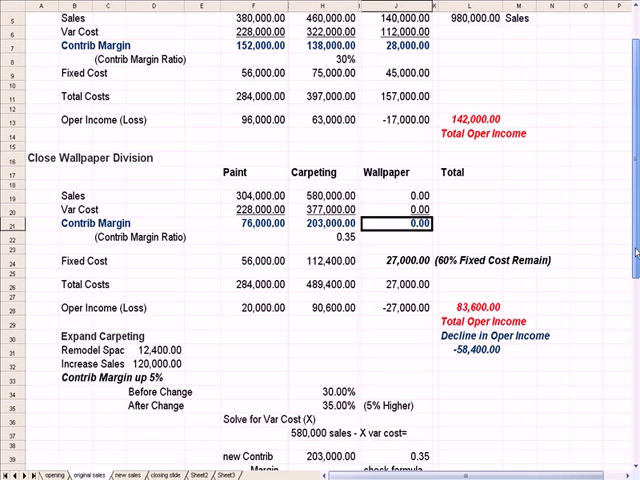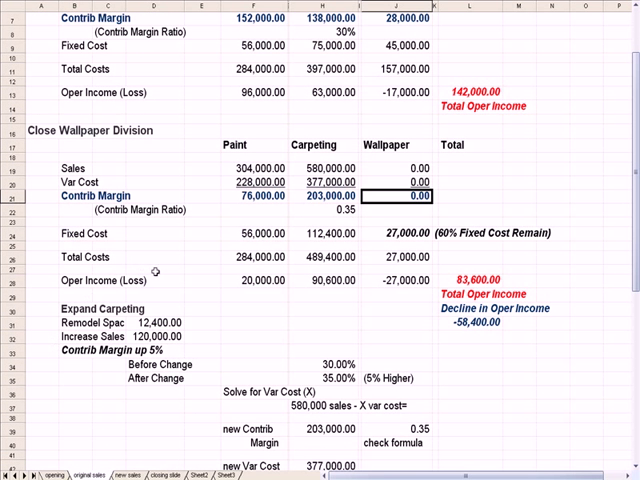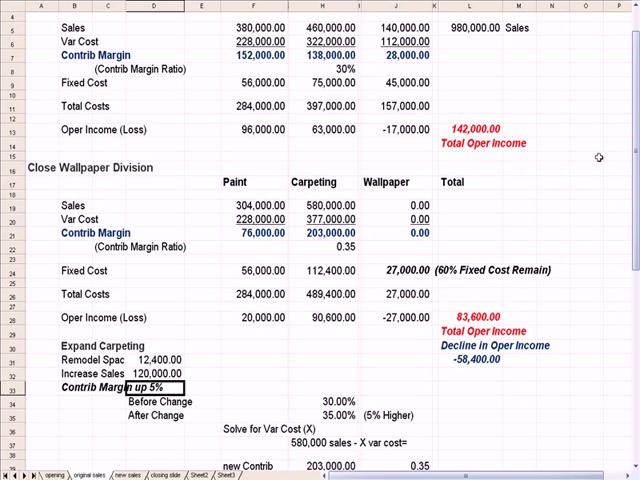Another thing that was stated in the problem is that we're going to make some changes where we're going to remodel some space and we're going to spend $12,400 more in the carpeting division. But we're also going to increase sales of the carpeting division by $120,000. And finally, our contribution margin, sales minus variable costs, for the carpeting division is going to go up 5%. Now that was a little hard to figure out, so let's see what happened.